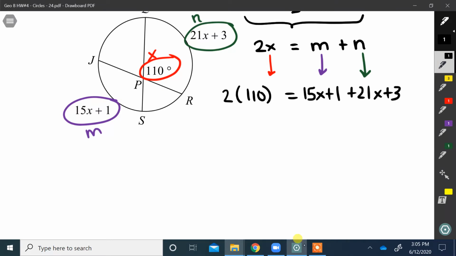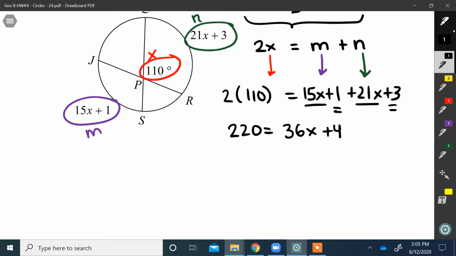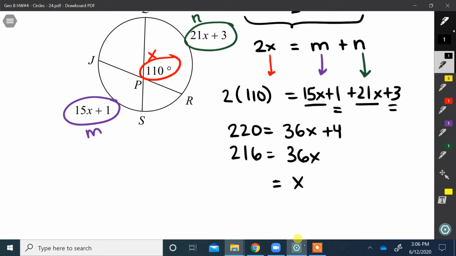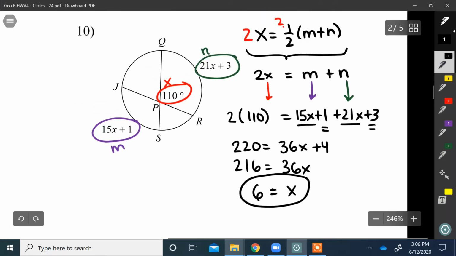2 times 110 is 220. And then 15x plus 21x, I believe that's going to be 36x. And then I'm going to add 1 plus 3, and that's going to give me 4. Let's subtract 4 from both sides. That means 220 minus 4, which is 216, is equal to 36x. Divide both sides by 36, and x is equal to 6. And let me just verify that here on my computer, and that is exactly correct.